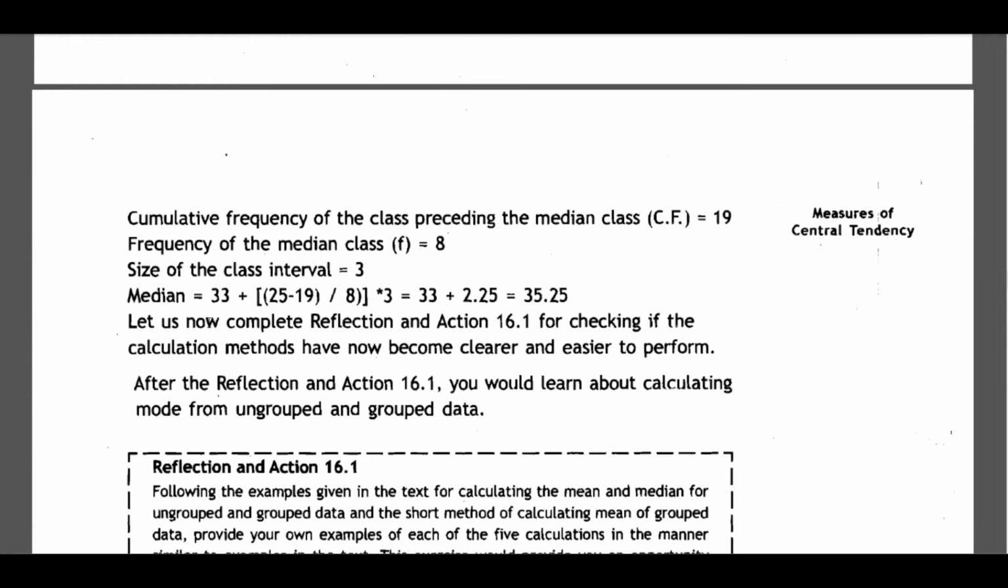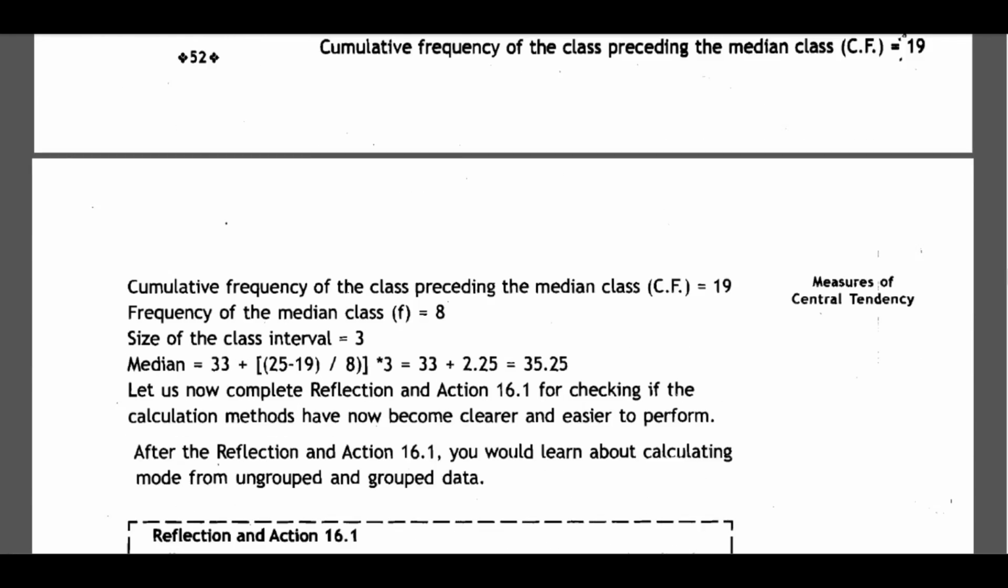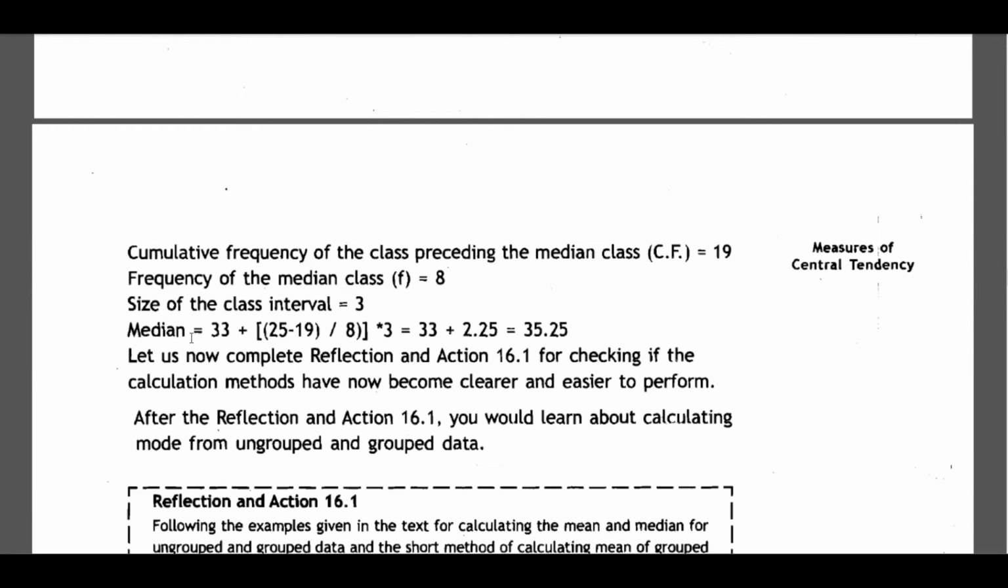Then let us now complete the calculation. The size of the class interval is 3. Looking at 48, 49, 50, 51, 51 minus 48 is 3, so the value is 3. Then median is equal to 33 plus, according to the formula, (25 minus 19) by 8 into 3, which is equal to 35.25.